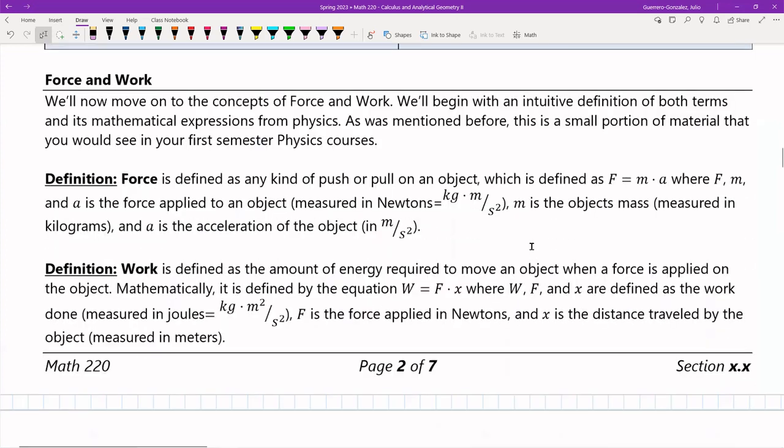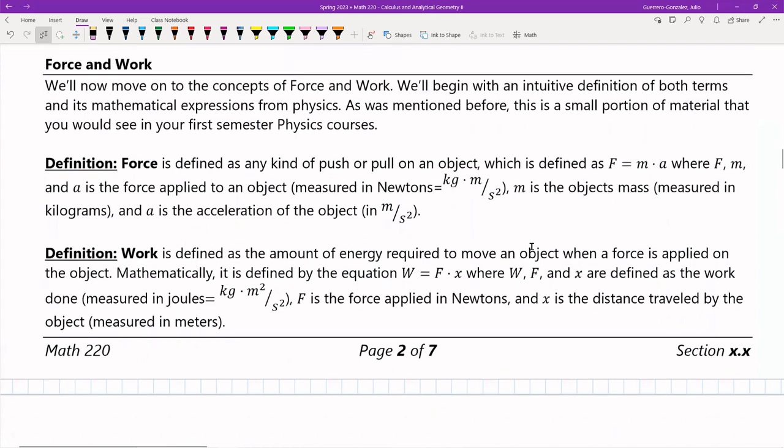Moving on, the next section that I want to do is this section on work and force. So the big thing that we're trying to do here is really work. And before we end up doing anything for work, we need to define force. Again, these are topics that should show up in your first semester physics courses. If you haven't taken those yet, I'm going to cover a little bit here. So the first thing that I want to define is this topic of force. The force is defined as any kind of push or pull that's exerted on an object.